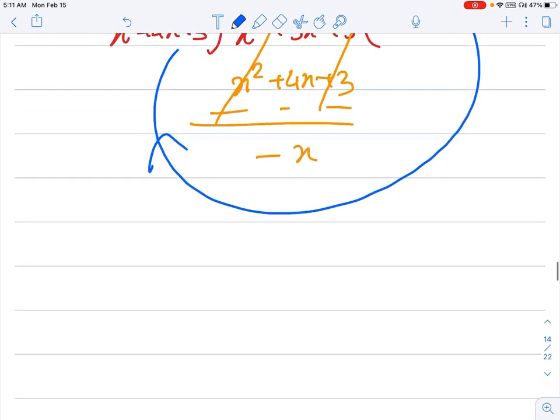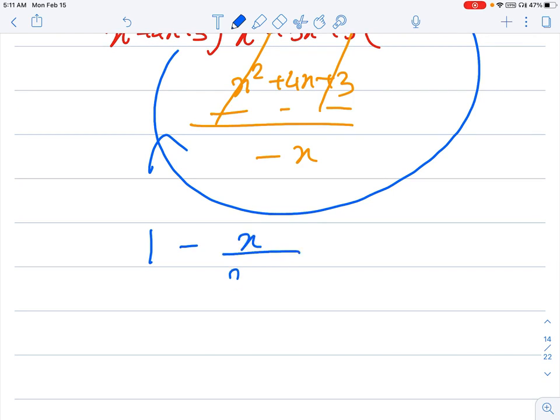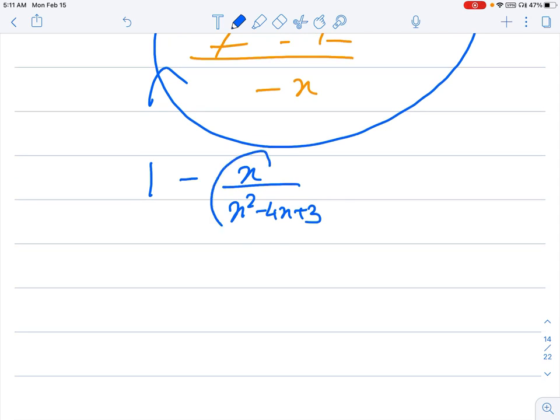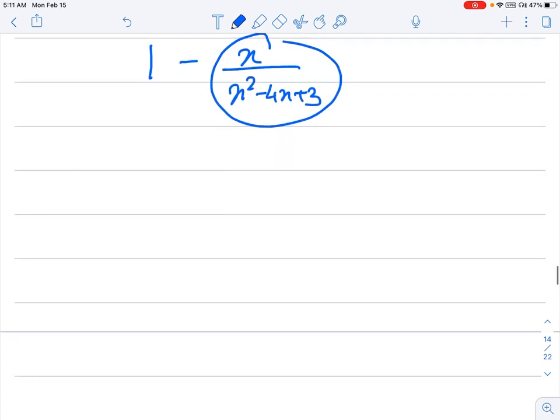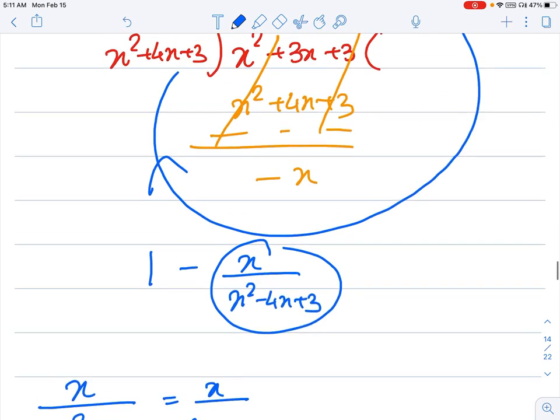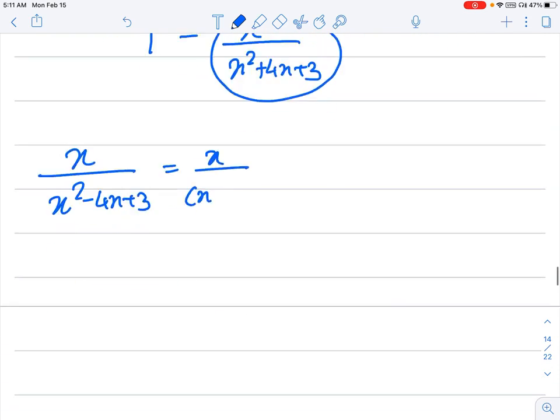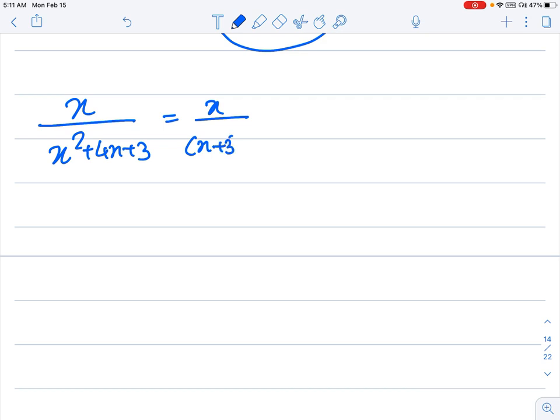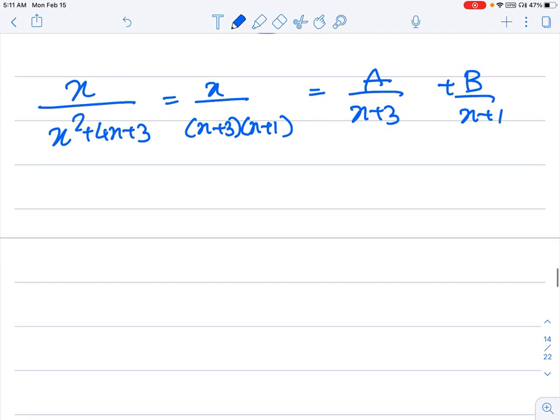So it becomes 1 minus x divided by x square minus 4x plus 3. So what am I going to take? That minus, say, x divided by x square minus 4x plus 3. I take that one and do partial fractions for that. x square plus 4x plus 3 becomes x plus 3 times x plus 1. So it becomes a by x plus 3 plus b by x plus 1. So it becomes x is equal to a times x plus 1 plus b times x plus 3.